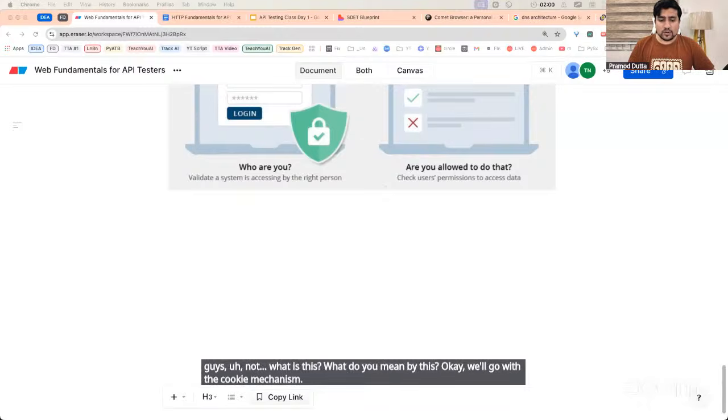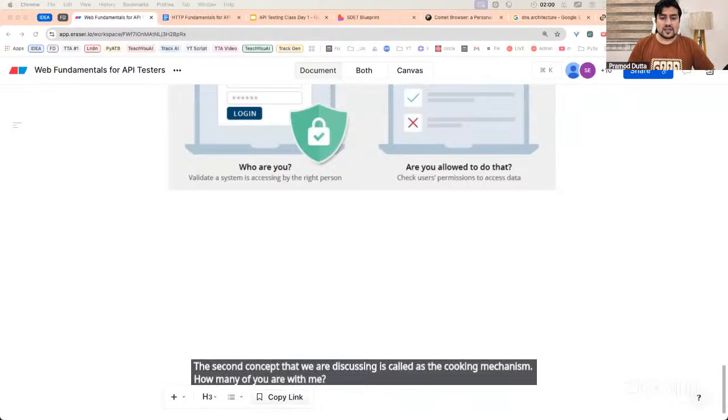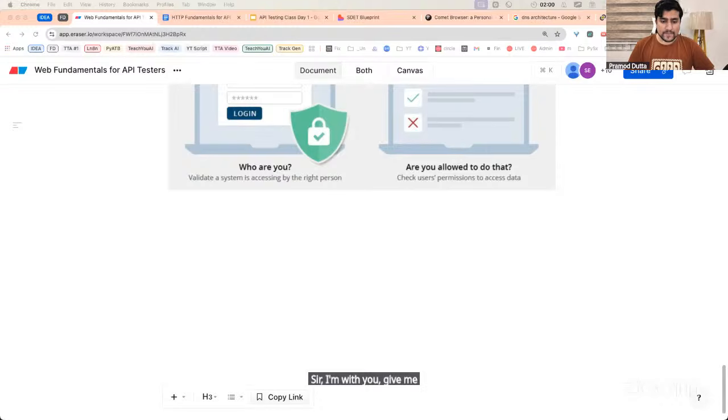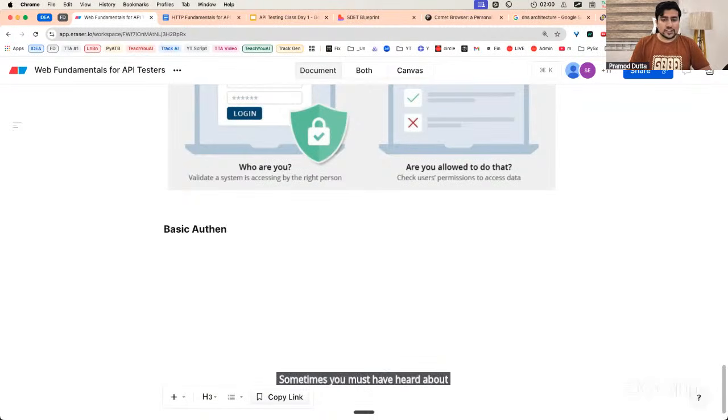The second concept that we are discussing is called the cookie mechanism. How many of you are with me? Give me yes in the chat. Okay. Now, there are certain things that you must have heard about. Sometimes you must have heard about authentication, basic authentication. What is bearer? What the hell is this bearer?